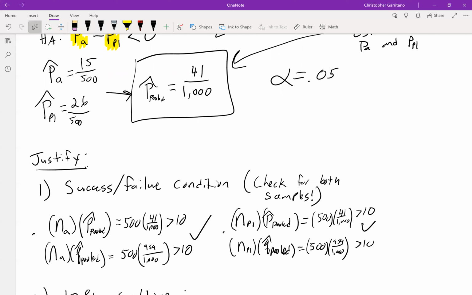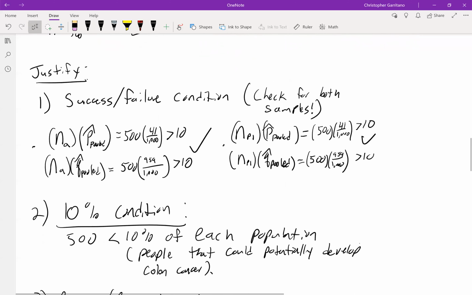So this is the first justification. We need to check this in all conditions for both samples. The success failure condition is officially n times p greater than 10 and n times q greater than 10. But again, we don't know what p is. We don't know what q is. So we're going to use our best estimate, and that would be P hat pooled and Q hat pooled. It's very clear for both of these samples that the success failure condition is met. There are such large sample sizes, and the probability of success is not an entirely small number.